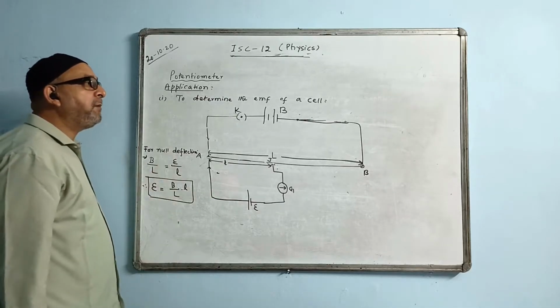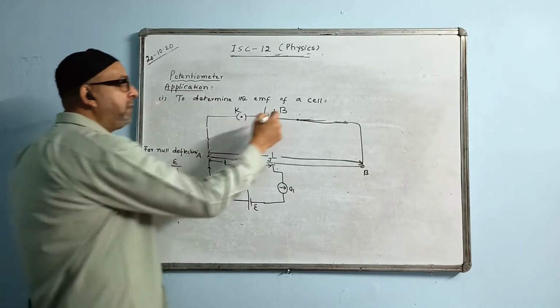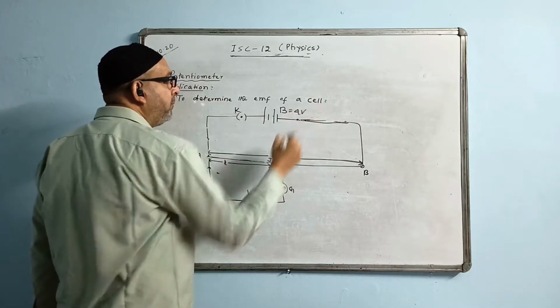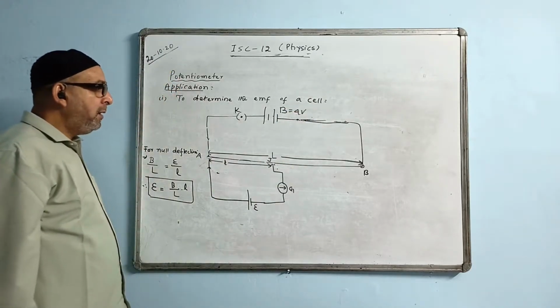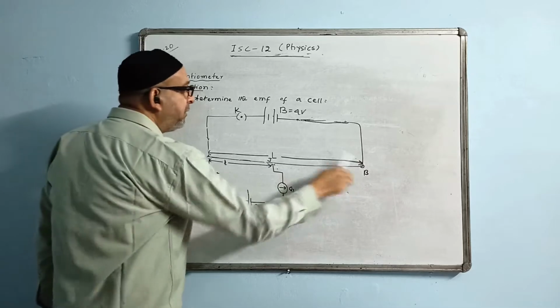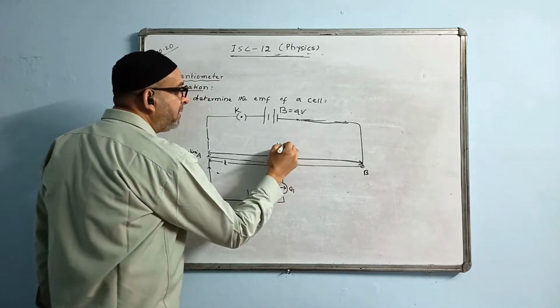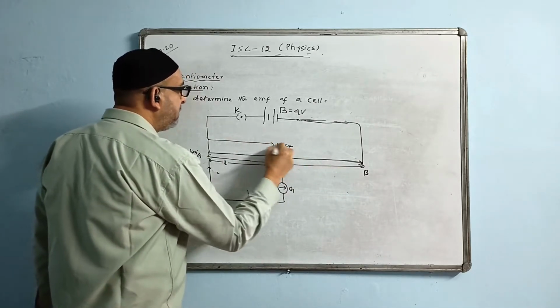One practical example I will just give. Suppose this battery voltage is 4 volt. One example. The length of this wire is 100 centimeter. That means the entire length is 100 centimeter. This length is 100 centimeter.